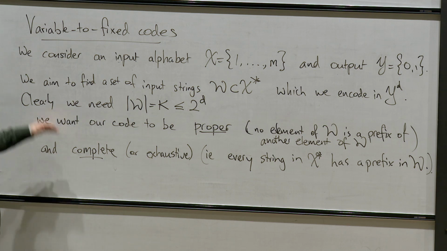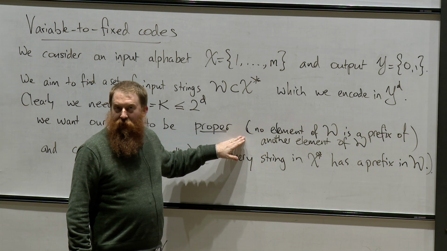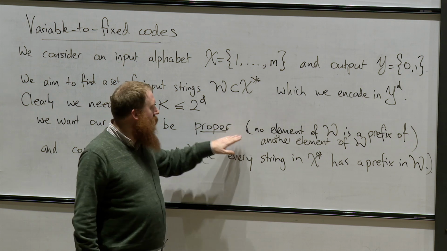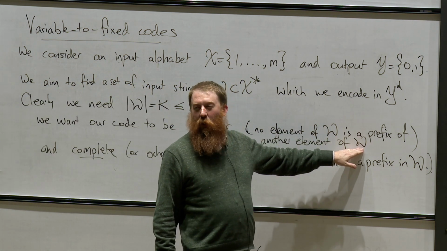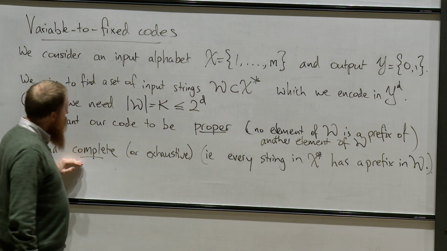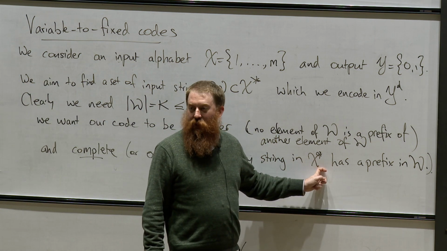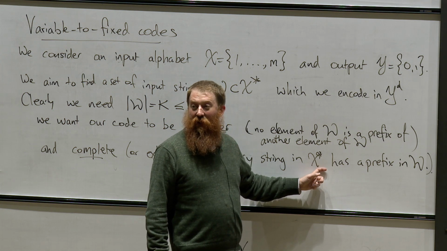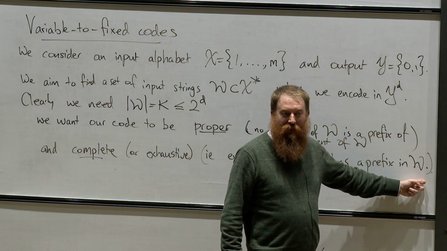So why do I want this? I want it to be proper. This is the equivalent of a prefix property. So there's only one way to encode something. Okay? So once I've got a word, I know that it's not a prefix of another word. There's no other way I could encode that initial input code word. I want it to be complete so that no matter what string I give you in X star, there's some way to encode it. Well, in order for that to be the case, I just need to be able to encode the first bit of my string. So I need it to have a prefix which is a code word.